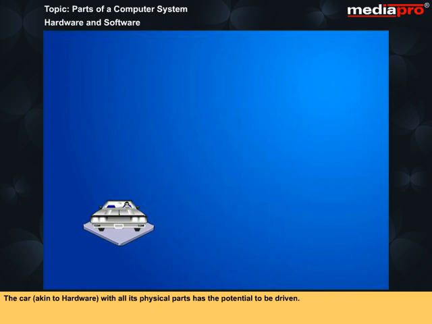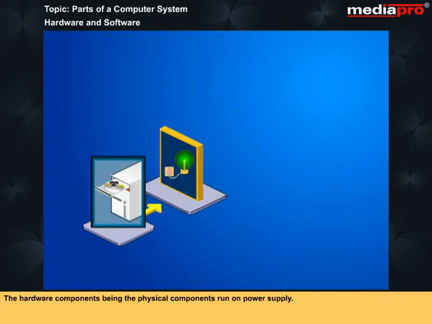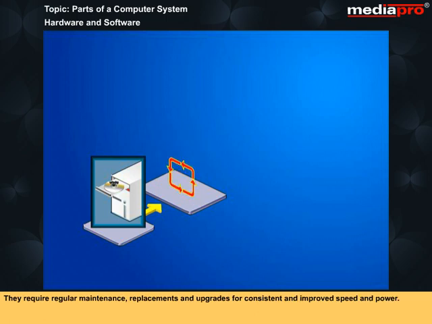The car, akin to hardware with all its physical parts, has the potential to be driven. But it is the driver, akin to software, who can actually put it into motion by starting it, deciding how to change the gears, what speed to drive at, and which road to take. The hardware components, being the physical components, run on power supply. They require regular maintenance, replacements, and upgrades for consistent and improved speed and power.